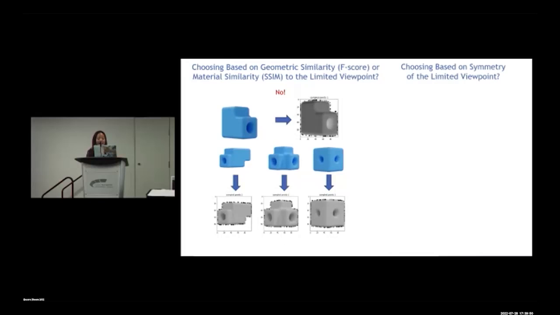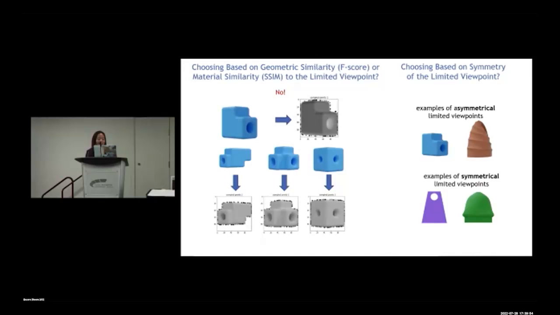It could also be that people are just choosing based on how symmetrical the limited viewpoints were to begin with. We had some limited viewpoints that looked symmetrical and also some that didn't. And here we didn't see any sort of correlation between how symmetrical the limited viewpoints are and what people are choosing. So it seems like people are really trying to complete 3D objects in a symmetrical manner.